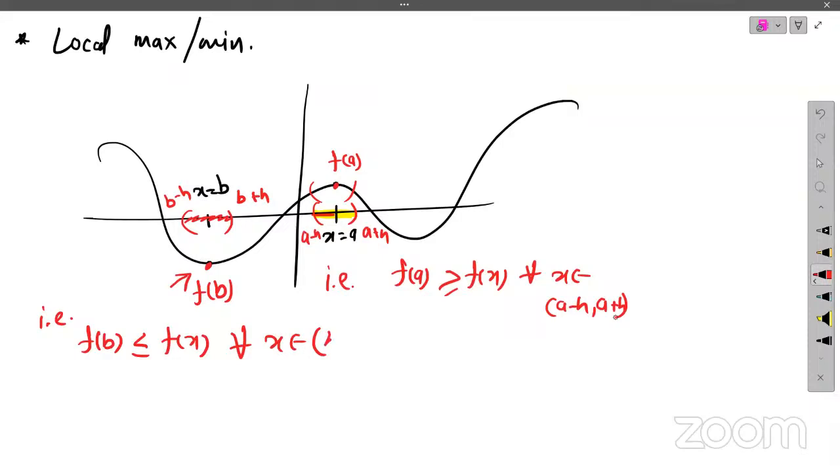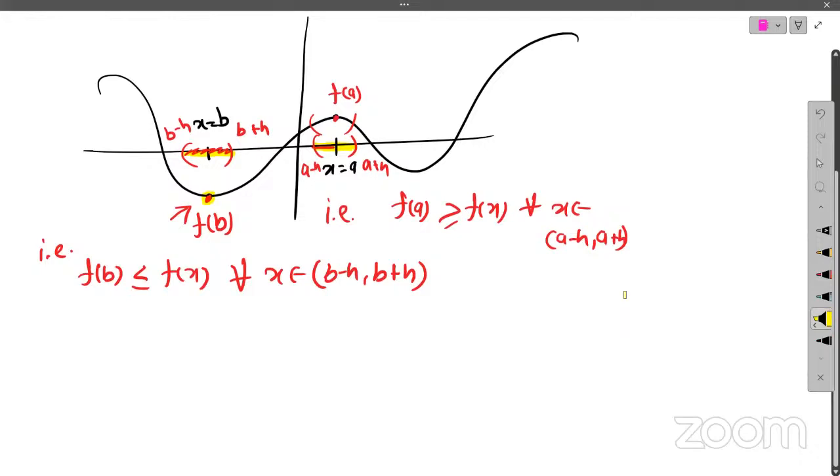So that means for all x belongs to (b − h, b + h). So such points are known to be local minima. Again, why is it minima? Because the value of the function is minimum. And why is it local? Because we are considering some part of the domain, not the whole domain. So that's why they are known as local maxima and local minima.